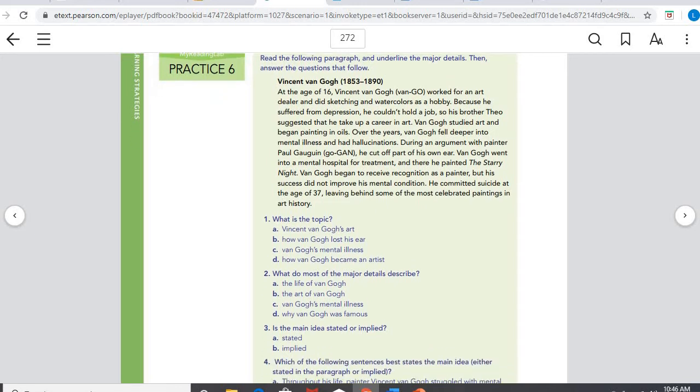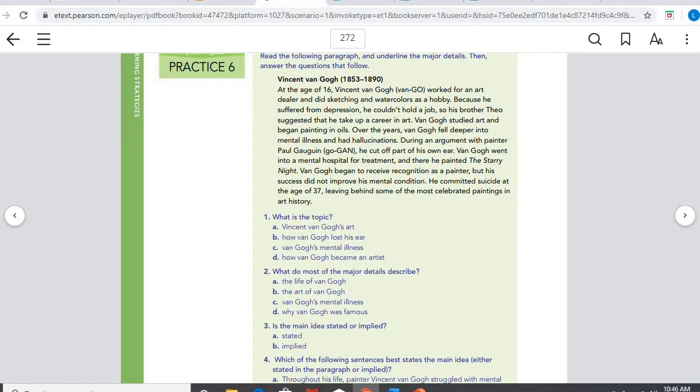All right, so what is our topic? Now, obviously, we know we're talking about Van Gogh, but they are talking about a specific niche about him, and it's not about his art. If you look back at the details, you can see depression, mental illness, hallucinations, he cut off his ear, mental hospital, suicide. They are talking about C, his mental illness. That is what this paragraph is about. And so what do the major details describe? Well, that feeds right into C, his mental illness.